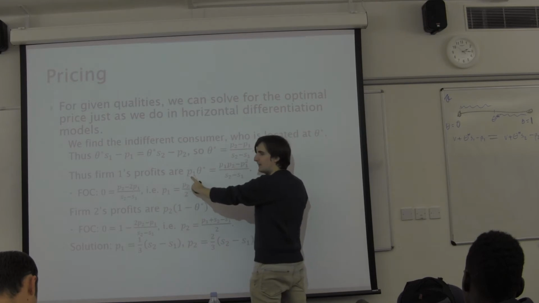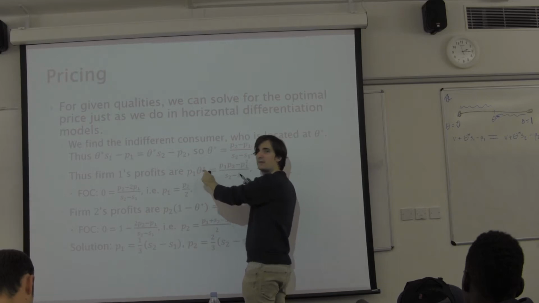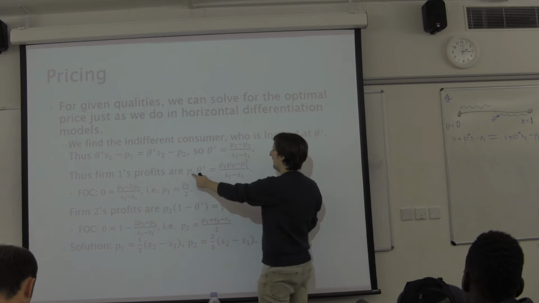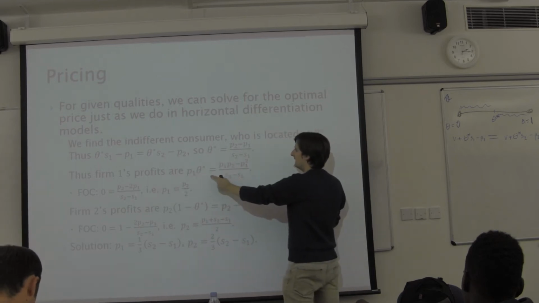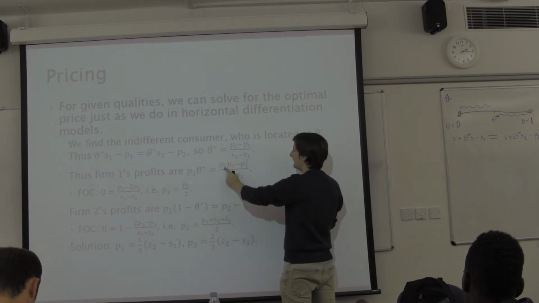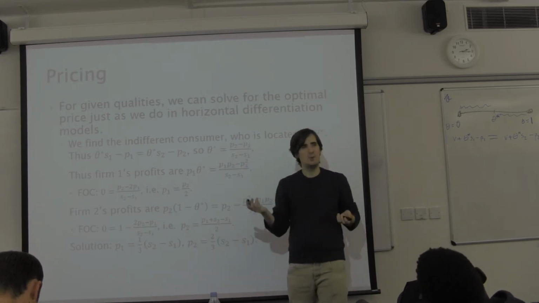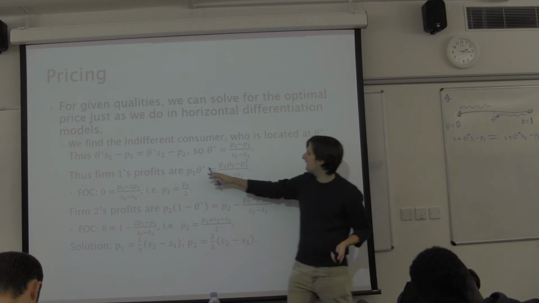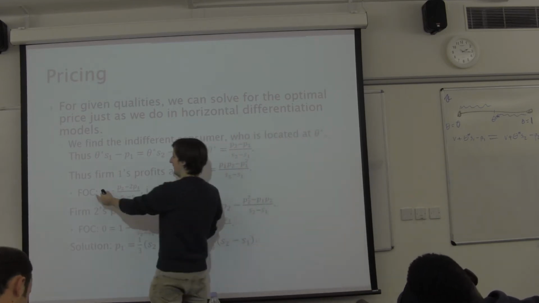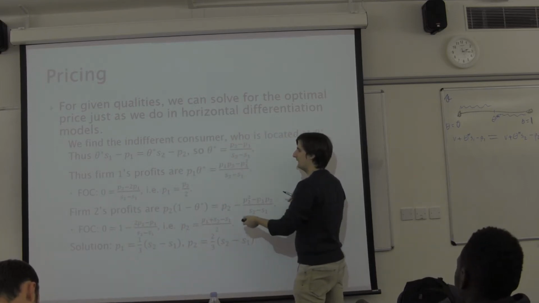The price set by firm 1 is P1, we've said that already. Quantity sold to the low quality firm is theta star, so all the guys on the left there. So their profits are going to be P1 times this theta star. And you can just multiply that in, and so you get P1, P2 minus P1 squared. Firm 1 is going to choose their price in order to maximize their profits. So with the maximum, we have the first order condition. So we're just going to differentiate this with respect to P1.